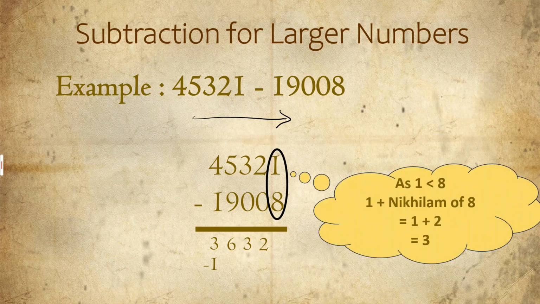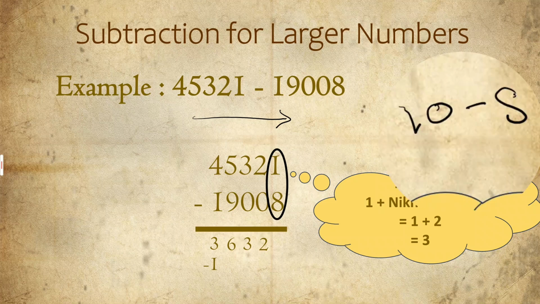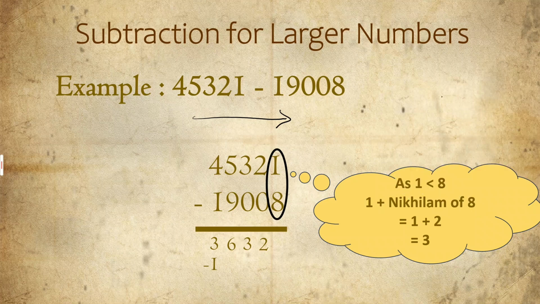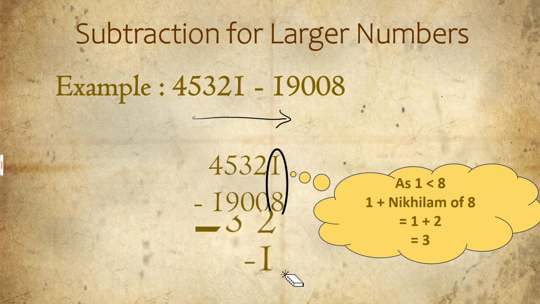And then 1 and 8. Now, 1 is smaller than 8. We're going to continue the same trick, and we're going to get 1 plus 2, 2 being the Nikhilam of 8. How? 10 minus 8 is 2. All right? So you're going to add 1 with 2, and that is 3. Before that, don't forget to put minus 1 in the previous column.